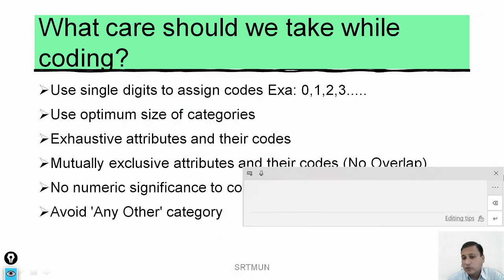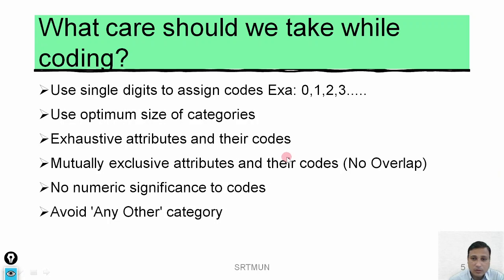Now what care should we take while we are coding? There are some important points here that we have mentioned. First point, usually you should use single digits to assign codes. You should not use codes like 311, 312, 313. These things can lead you to more complications or confusion. So make it easy, make it simple. Just give simple numbers, use single digits to assign codes.